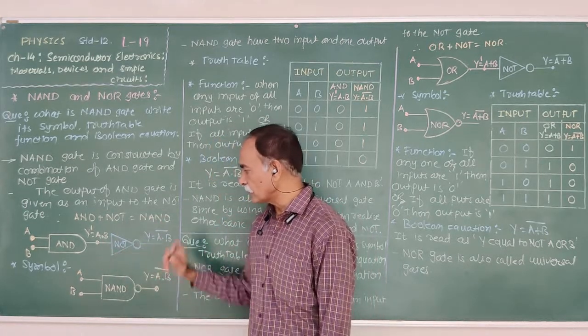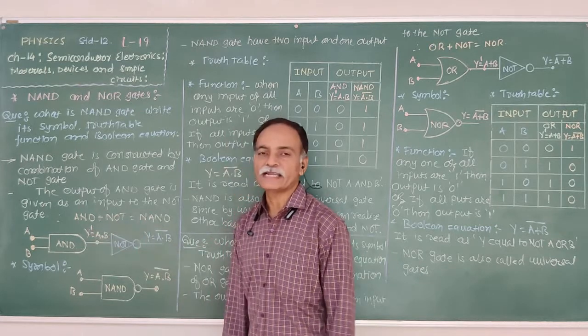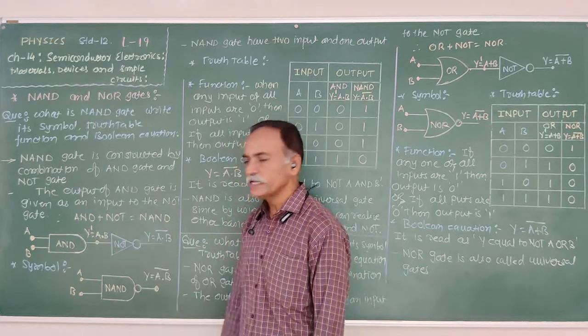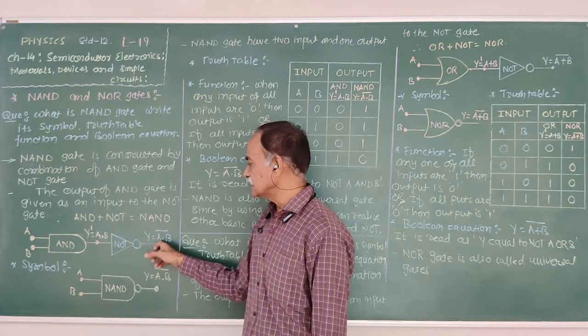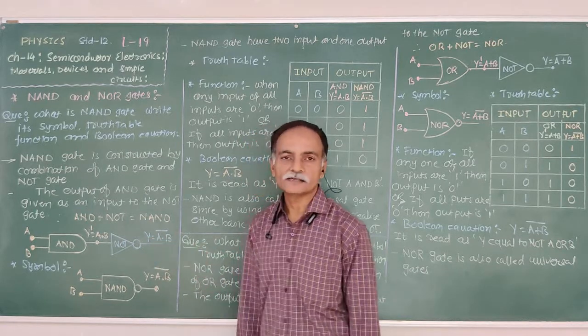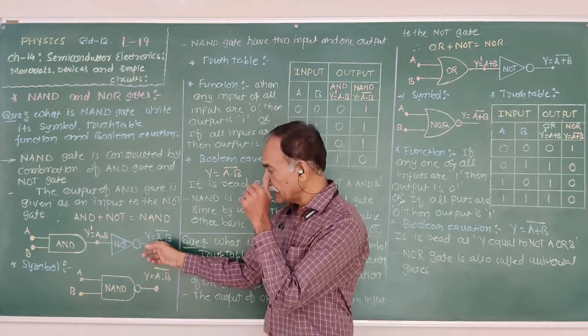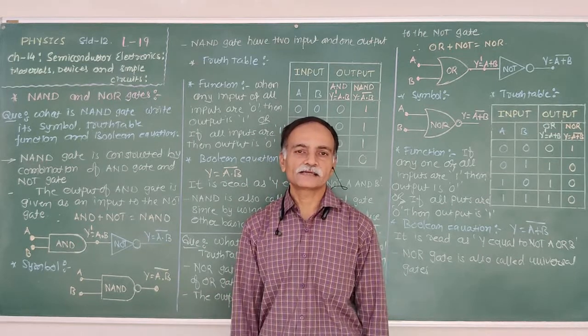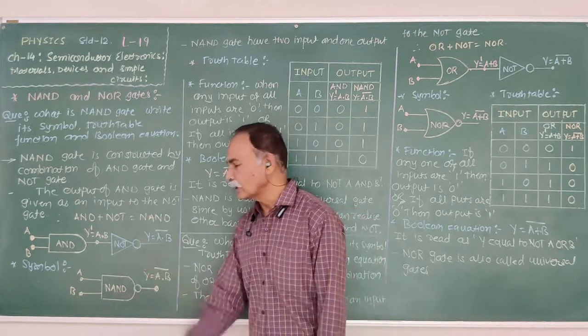Therefore, the output of the NOT gate is the inverse of y dash. Y dash is A dot B. Therefore, y is equal to (A dot B) bar. That is the Boolean equation for the NAND gate.